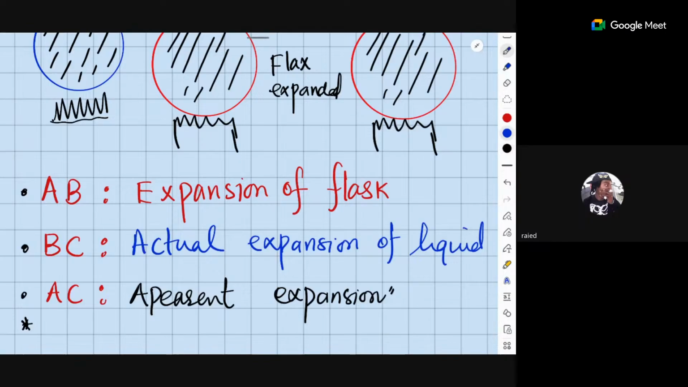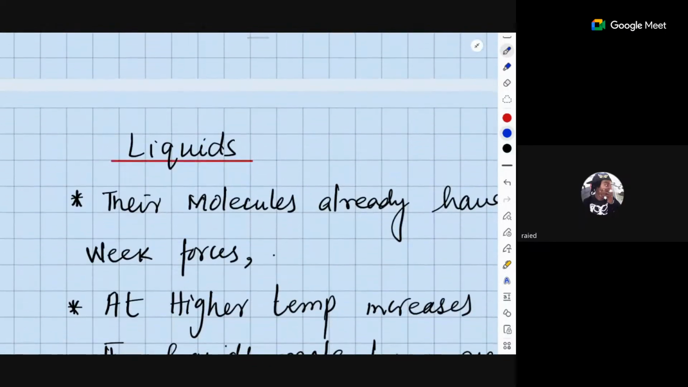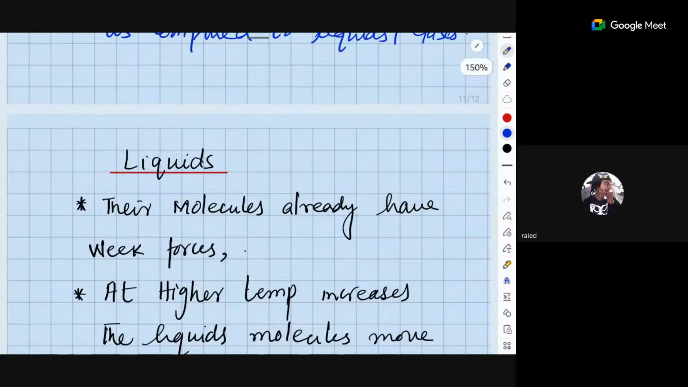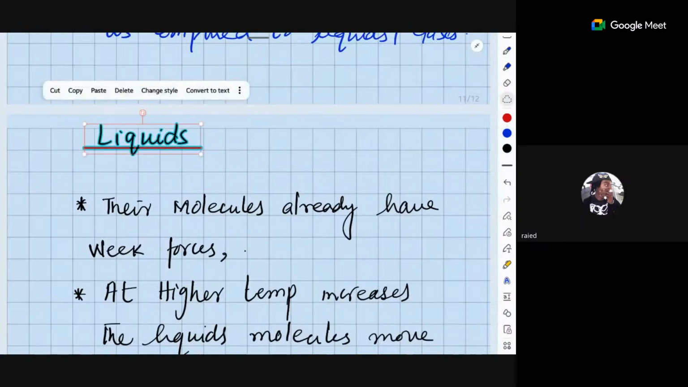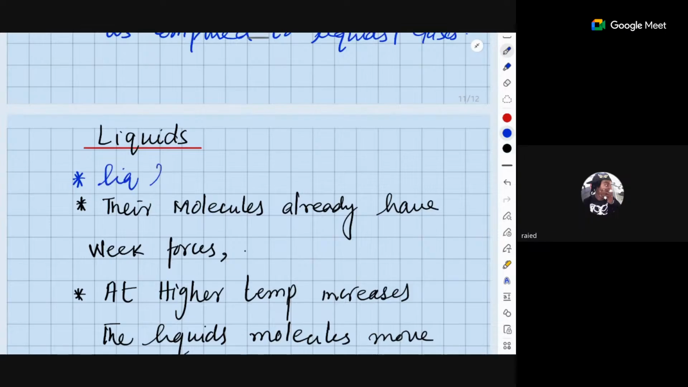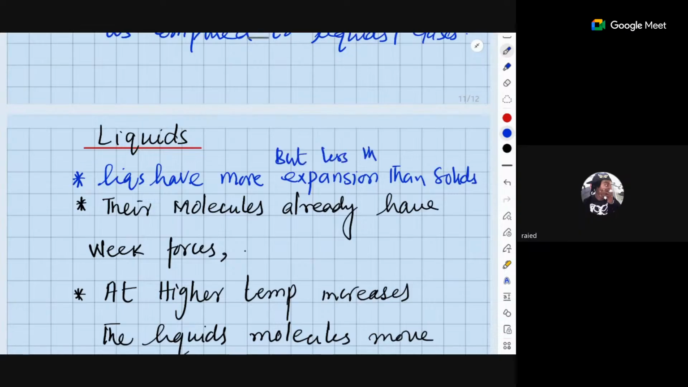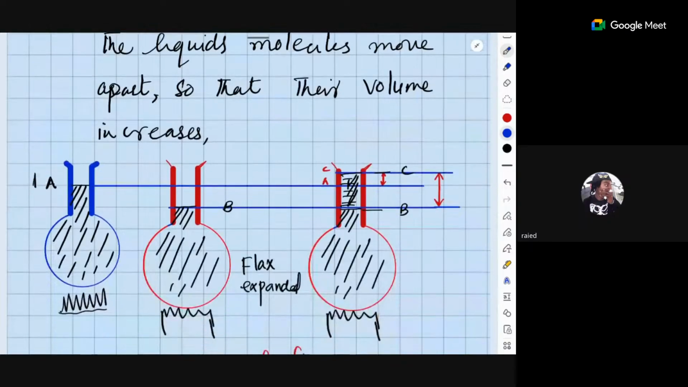So here there is a point that in liquids the expansion is usually more than that of solids. I will try to write that point at the top because I don't have space below. I don't want to extend it to another page. So, liquids have more expansion than solids, but less than gases. Agreed? Are you people agreed? Yes, sir.